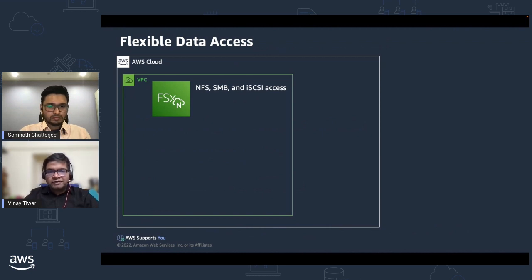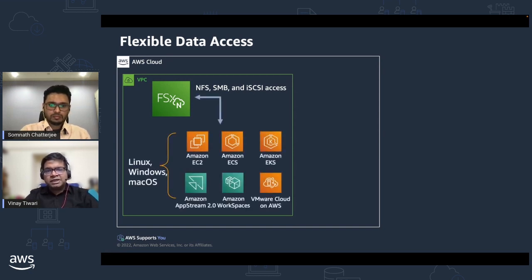So let's talk about the flexible data access. The demo that Somnath just gave you showed how you can access an FSx system over industry standard protocols like NFS from Linux and SMB for Windows. Now there is also iSCSI. iSCSI is actually a block protocol, so you can access your data both as a file system as well as a block device. What this means is within a VPC, you can access it from virtually any compute services that we offer. So EC2, ECS, EKS, AppStream, WorkSpaces, even VMware Cloud on AWS.